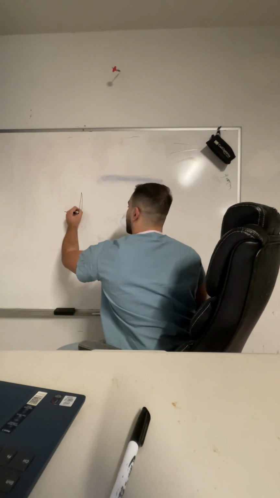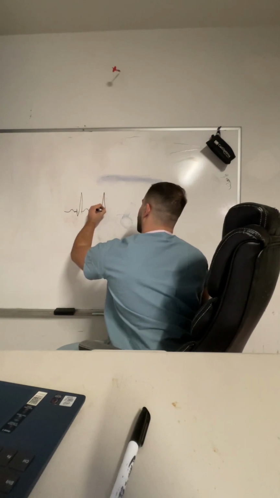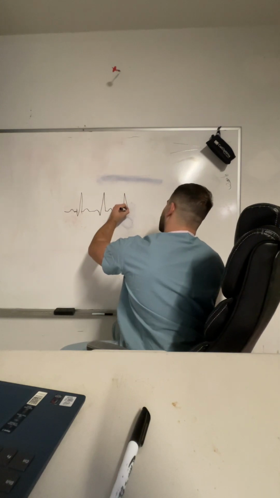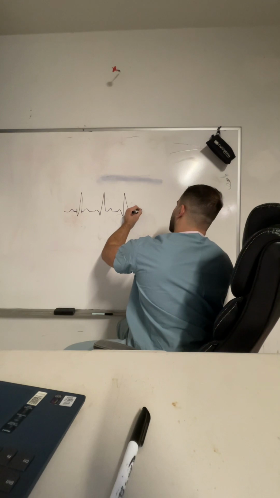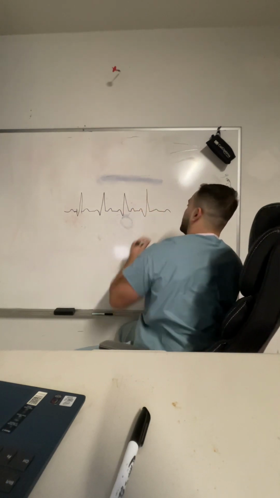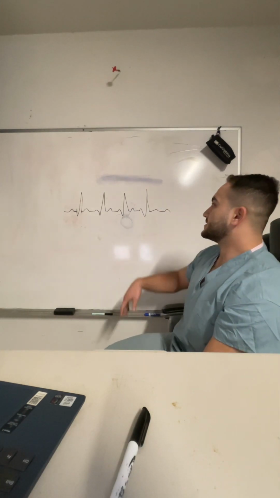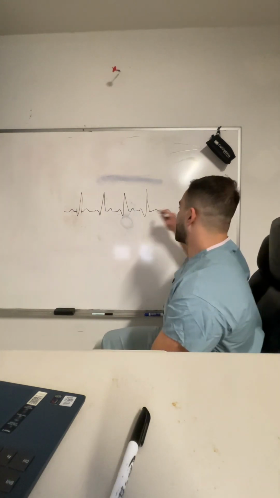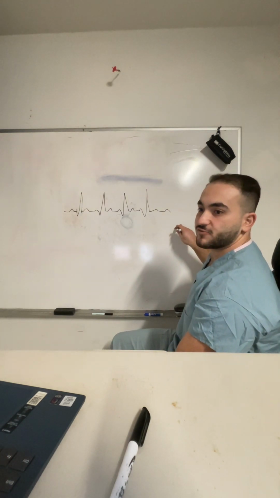Q R S T P, Q R S T P, Q R S T P, Q R S T P. Okay, imagine this is normal sinus. We're not getting into the rest of it yet, right? This is still normal sinus. So let's say this is a 6-second strip. In 6 seconds, this is what the EKG popped out for us to read.